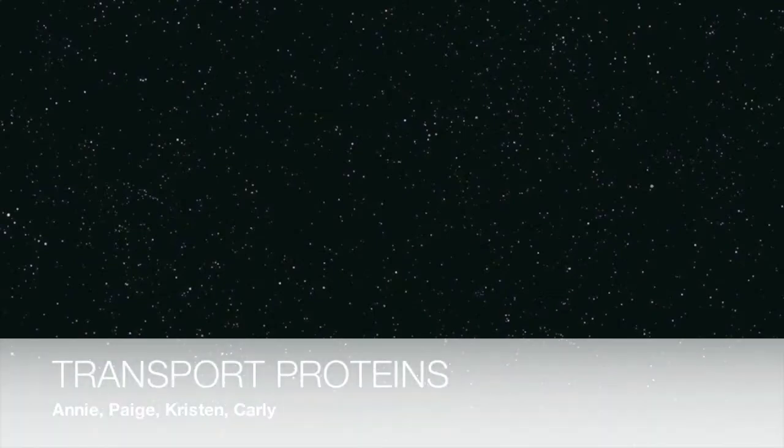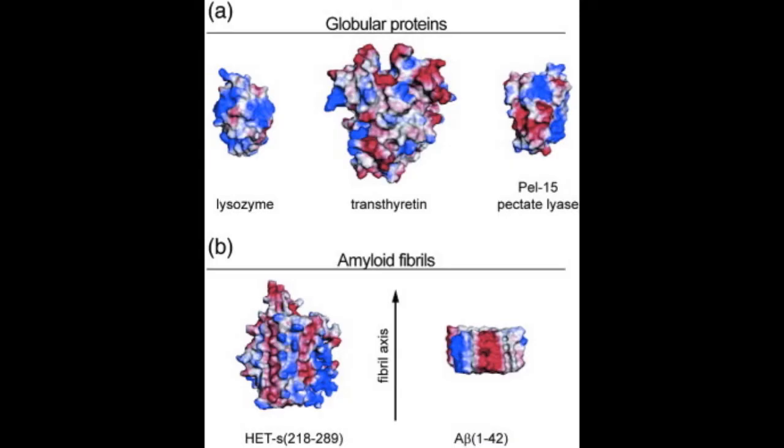Transport proteins are carrier proteins which move molecules from one place to another around the body. Transport proteins often have a globular structure. They have polar side groups on the outside, increasing their solubility in water. They have nonpolar side groups on the inside to keep water from getting in.